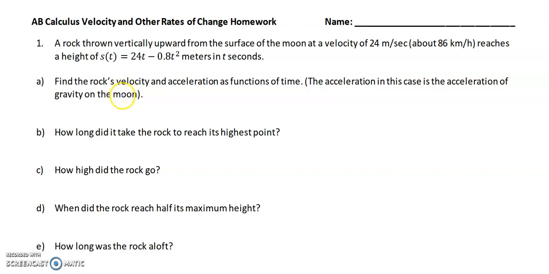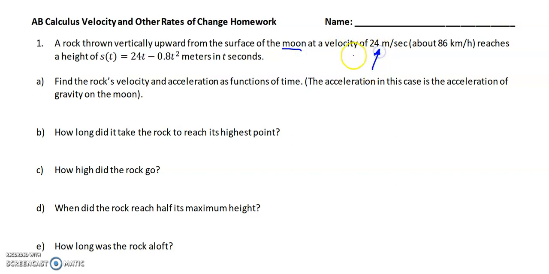I thought I could do this AB calculus velocity and other rates of change homework for you. I know some of you still had questions on it, and it might be a good day for you to watch this. So this first question talks about a rock thrown vertically upward from the surface of the moon at a velocity of 24 meters per second.